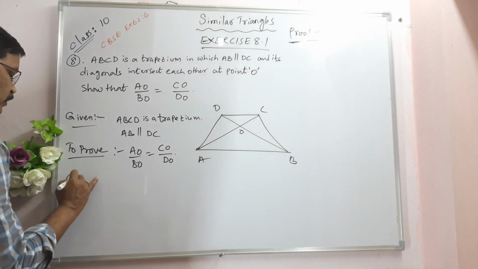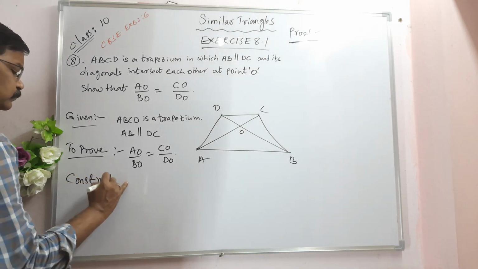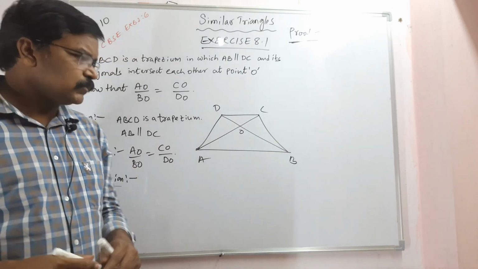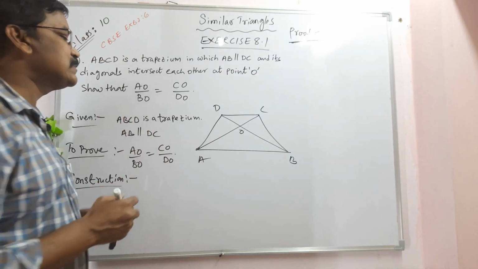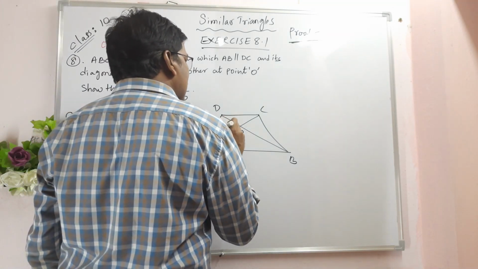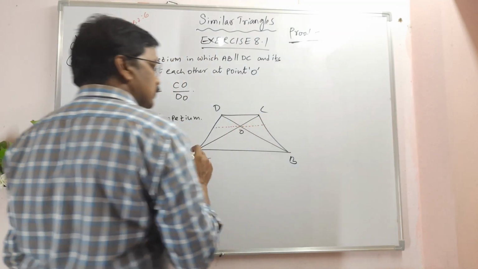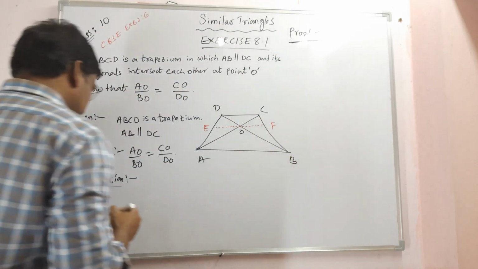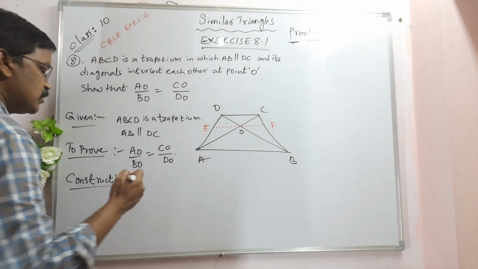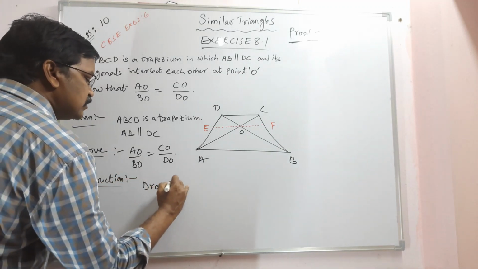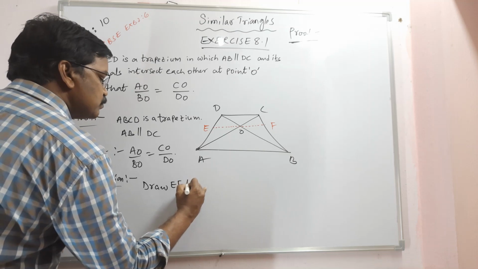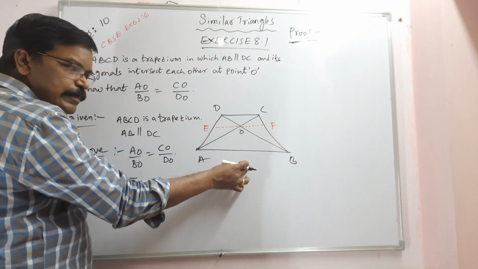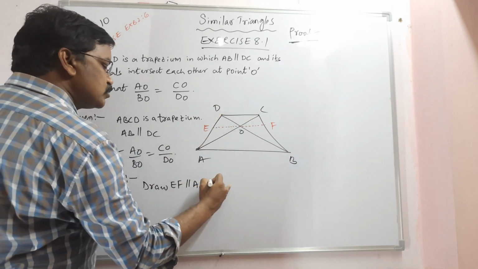Now, before we do the proof, let us make a construction here. What is the construction? I draw a parallel line here. This is EF. Draw EF parallel to AB. This EF is parallel to AB and is also parallel to CD. Why?